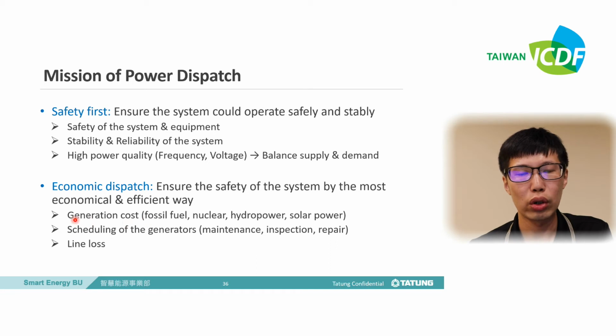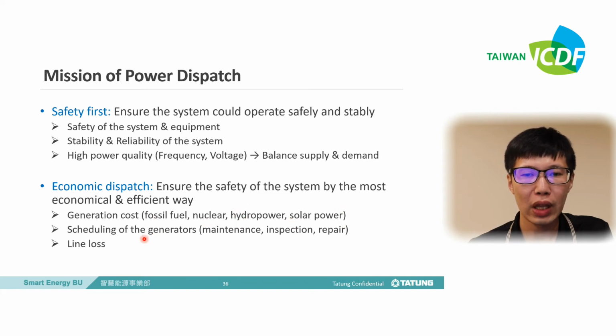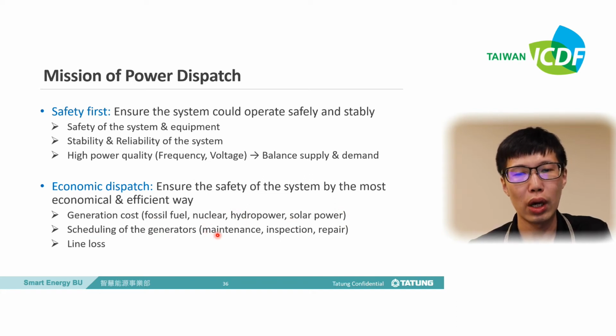For example, the generation cost of fossil fuel, nuclear power plant, hydro power plant, or PV are all not the same. So the operator should decide whether the power should be provided by a fossil fuel power plant, nuclear power plant, or other power source. And the generators should be maintained, inspected, or repaired regularly, so the operator should also consider the scheduling of the generators.